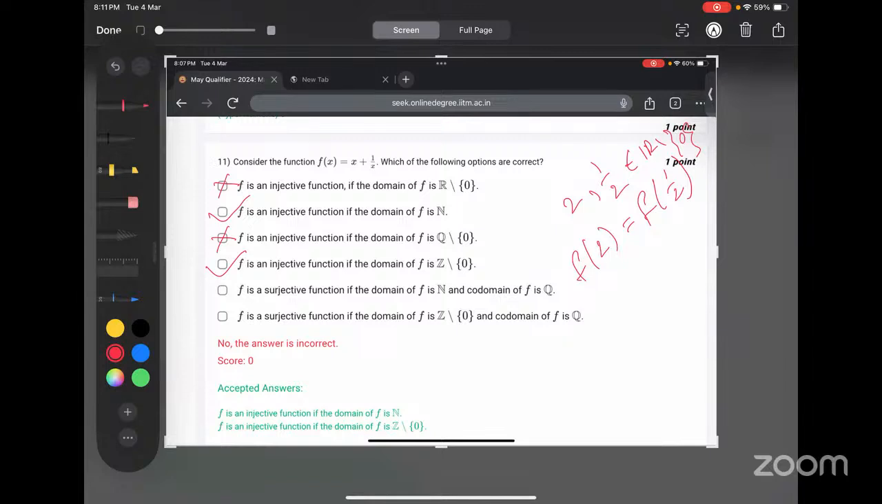So 0 cannot be in the domain of the function f(x) because at 0 the function is not defined, right? Correct, madam. Okay. What about the fifth option? The function is surjective if the domain is natural numbers and the codomain is rational numbers. What do you think?